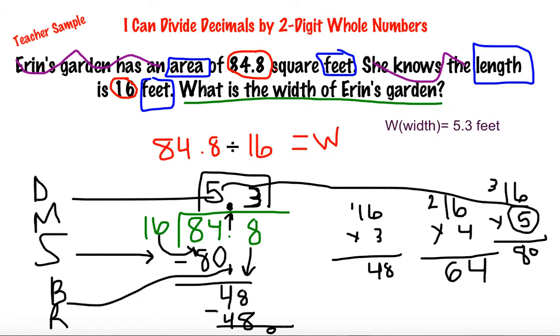So you'll see that all of these steps were exactly the same as if I were dividing a decimal by a 1-digit whole number, but instead I have a 2-digit whole number as my divisor instead of a 1-digit.